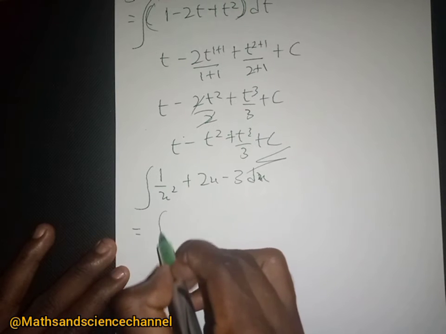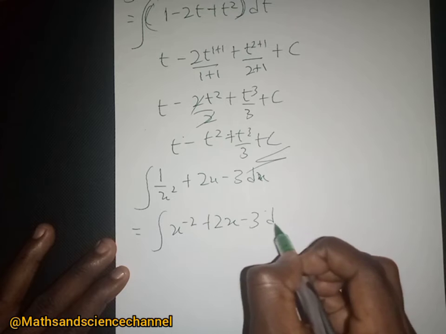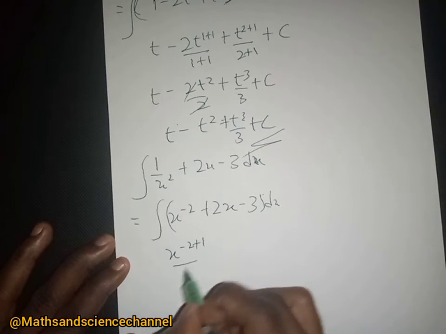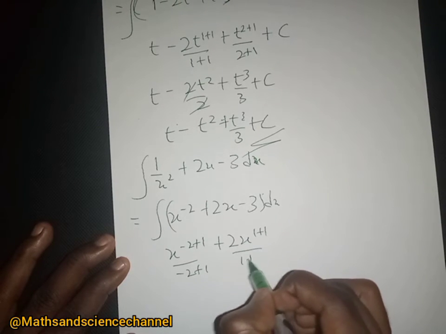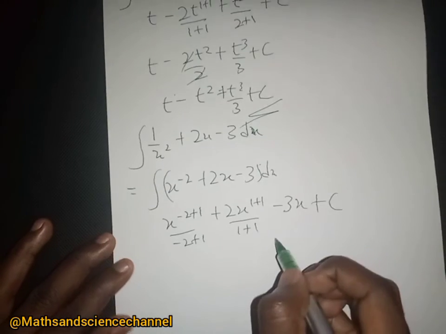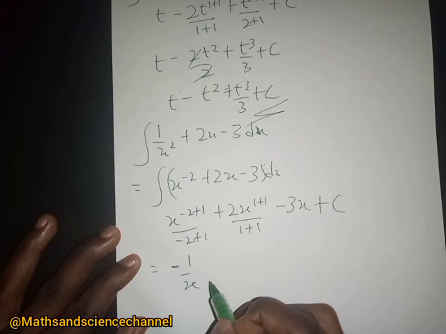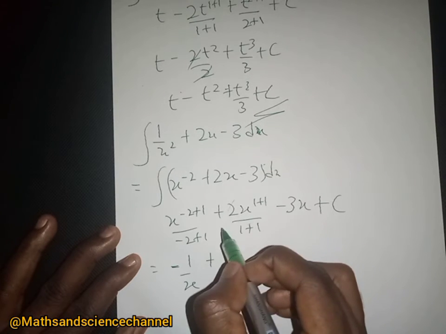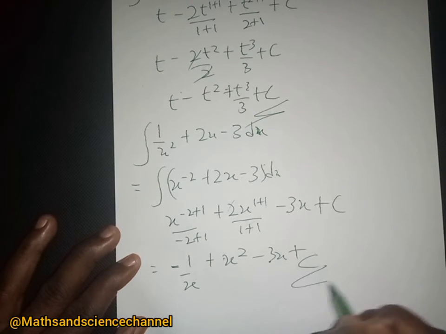So over here we can write this as x to the power minus 2, then 2x minus 3, dx. So we can now integrate, x to the minus 2 plus 1 over minus 2 plus 1, then we have 2x^(1+1) divided by 1 plus 1, then we have 3x, plus c, right? So this is just equal to negative 1 over x, plus this is going to be 2 cancel 2, and we are just left with x squared minus 3x plus c, and that will be it for this.